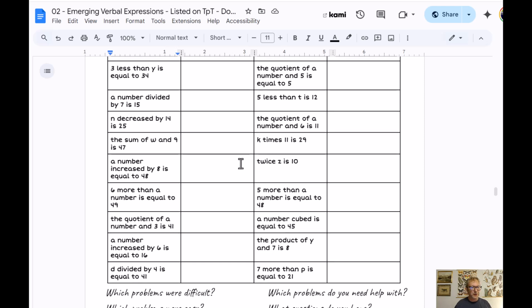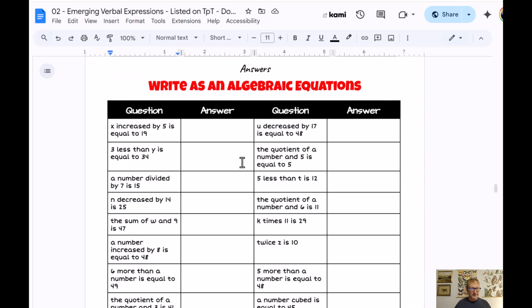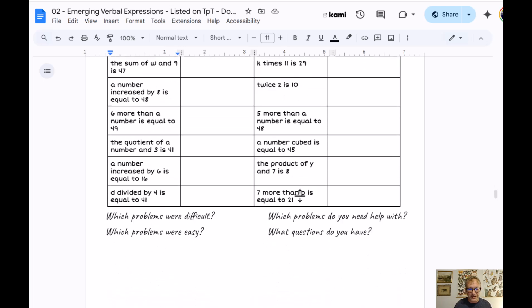The emerging, notice with the emerging questions or worksheets, they're just setting up an equation. As I mentioned earlier, the entry, we're just writing verbal expressions. The emerging, we're writing equations. And with the expert, we're going to solve them.